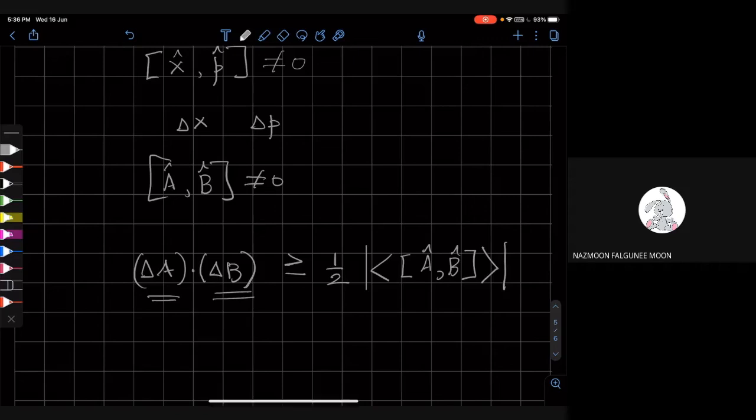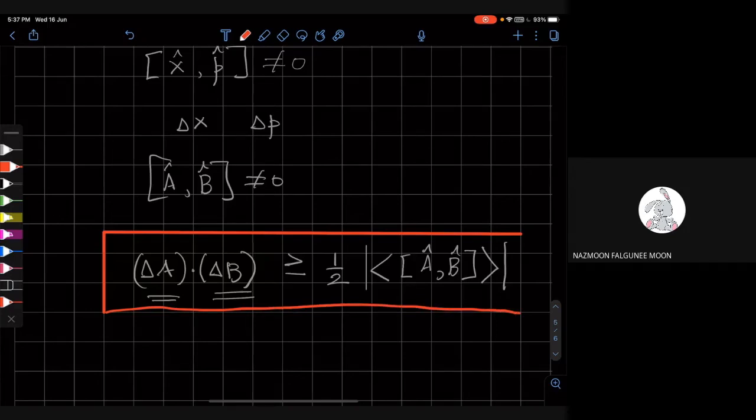Okay, so this is a very fundamental result that you will prove in the tutorial. I have done it in my Quantum 1 class, and you can always look it up, but this is a very important result that you will prove in the tutorial, okay?